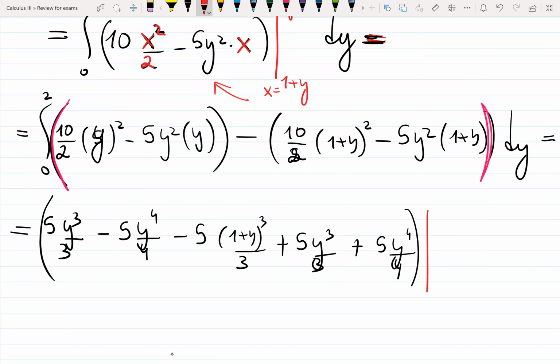Interesting. I noticed that a long time ago. Limits 0 and 2, and finally you plug in lots of 2s and zeros. 0 kills everything, except this guy actually will survive. And then 2 will give you some number, okay? And this number is a volume. So your job is to know how to integrate double integrals, at least some.